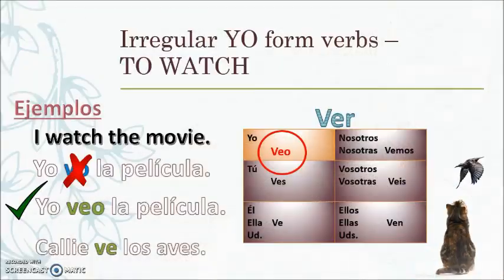So you have to remember that it's only irregular in the yo form. It's yo veo and not yo vo. Everything else is normal.